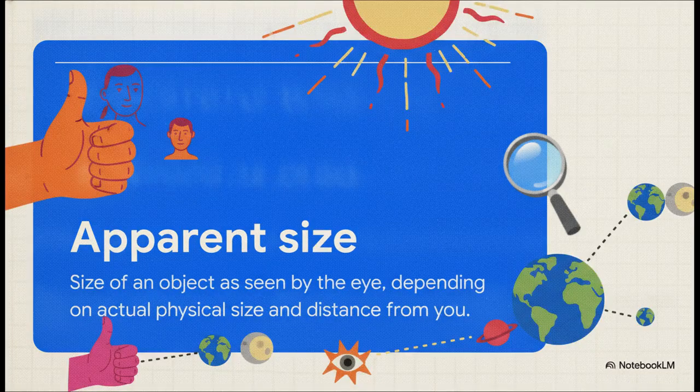Next, apparent size. This is the size of an object as seen by the eye, and it depends on two things: its actual physical size and its distance from the observer. Just remember our thumb blocking the friend analogy. That is apparent size in action.